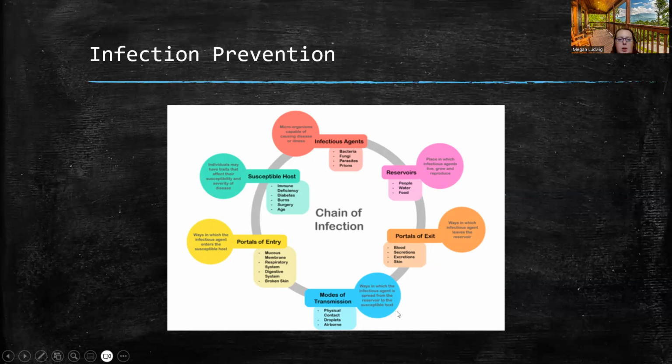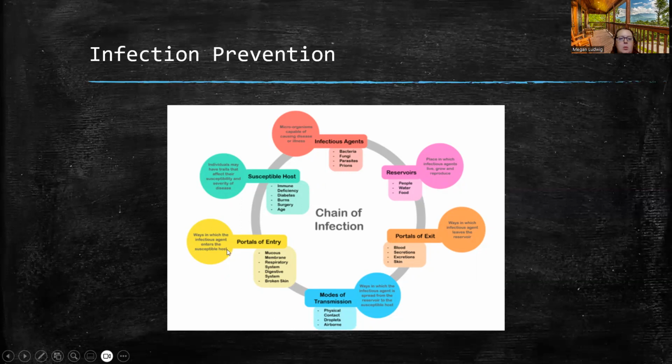All right, maybe you sneezed. Maybe your portal of exit might be an excretion, mucus, and you sneezed it out into droplets into the air. So that's your mode of transmission. It's important to understand how certain bacteria have different modes of transmission, because we can stop it there. We can put on a mask. We all learned that through COVID, right? We can wear gloves for physical contact.